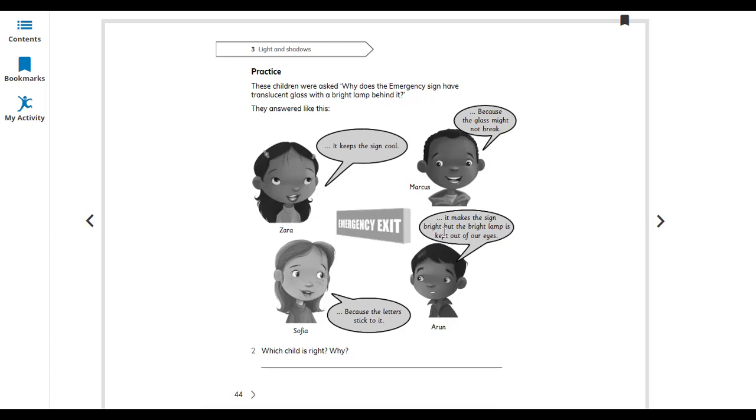The bright lamp is kept out of our eyes, so we don't see that brightness. If we saw the lamp, our eyes could feel hurt. It is actually hidden behind this board. So it's also not hurting our eyes, because we are just seeing these words and the light reflecting from here. So that's why he's correct. Otherwise, the others are not correct. So you write about Arun. Which child is right? Arun is right.